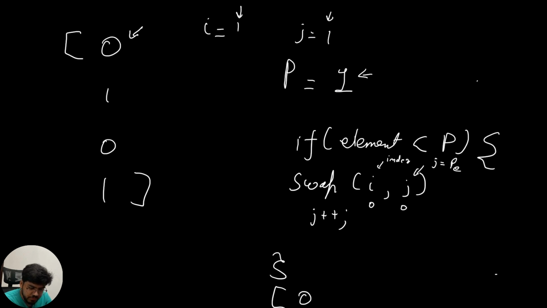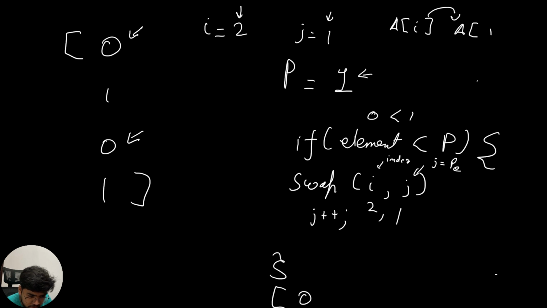Now in this loop, what we have is i as 2 and j is still 1. Now we see that 0 is less than 1. Yes. Now we will swap the element at index i, which is 2, with the element at index j. So a of i should be swapped with a of j, and a of j should become a of i.